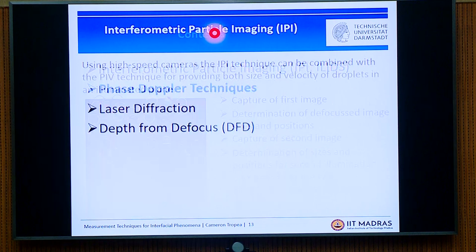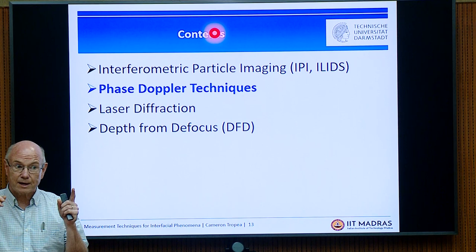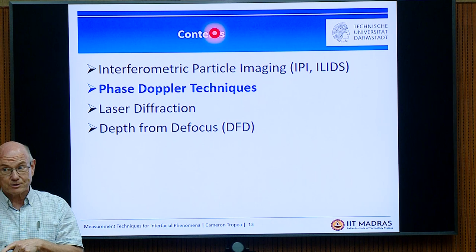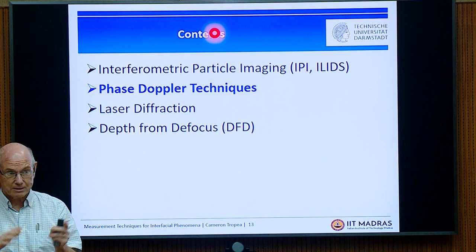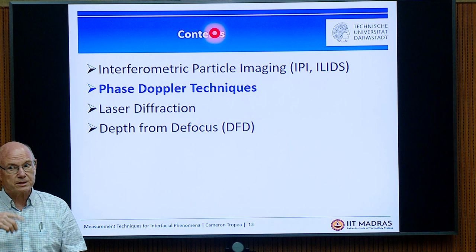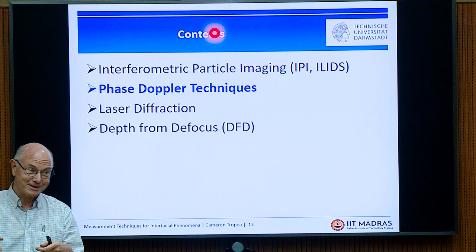The next thing is, let's think about it. You're having interference between two scattering modes of the same laser beam. That's in IPI, interferometric particle imaging. Interference between two modes of the same laser beam. Now we're going to do interference of the same mode of two beams. That's phase Doppler. Okay, so let's go back.